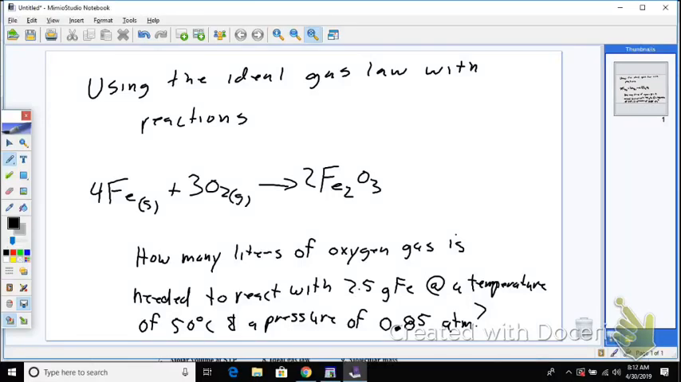Okay, we're on page 347. Up on the board, I've got a problem. We're going to connect two ideas that you guys know how to do. You just have to be able to connect them and see how they work together. One is a reaction. It's balanced for you.